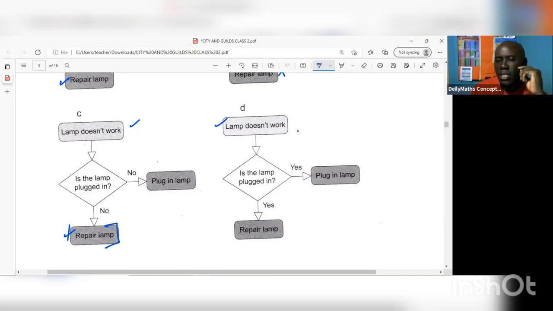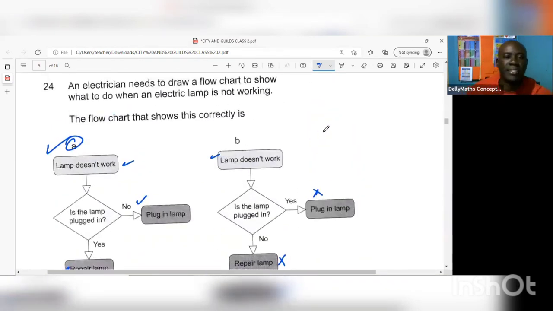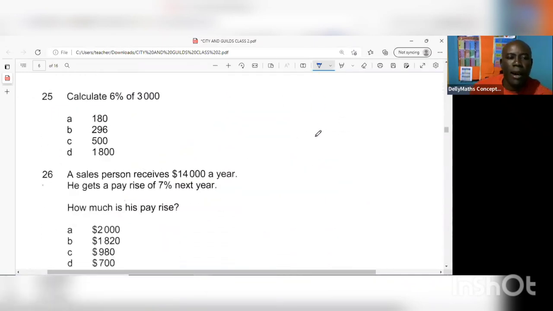Let us see what this one says, even though the answer is A already. Is the lamp plugged in? Yes. All right, good. Yes, it is plugged in, not working, repair shop. Yes, it's plugged in and you still plug it in, that doesn't work. All right, so A is correct already anyway. So the answer 24 is A.